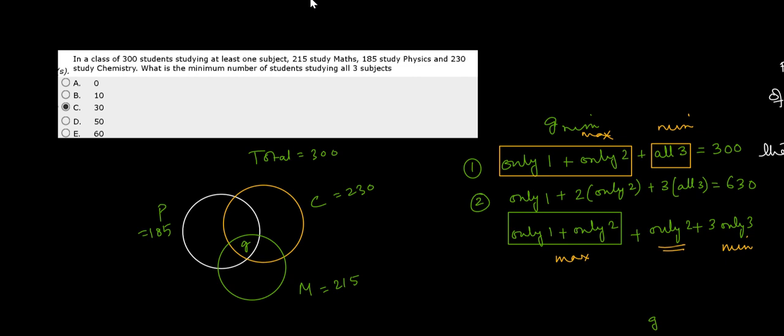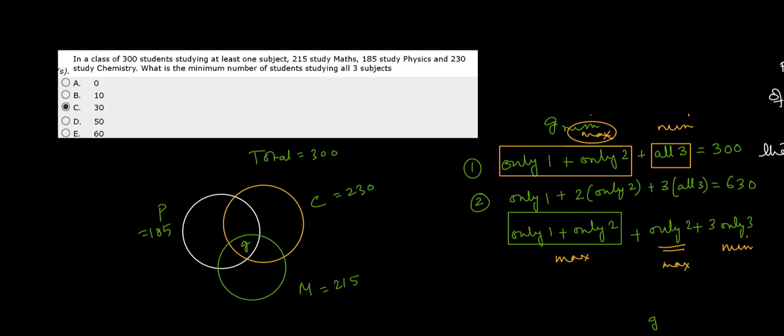Maximum. What would only 2 be? Maximum or minimum? Maximum. Agree? Yes. Now tell me, what is the maximum value of only 1 and only 2 that can happen? 300. It cannot be more than 300, right? Yes.